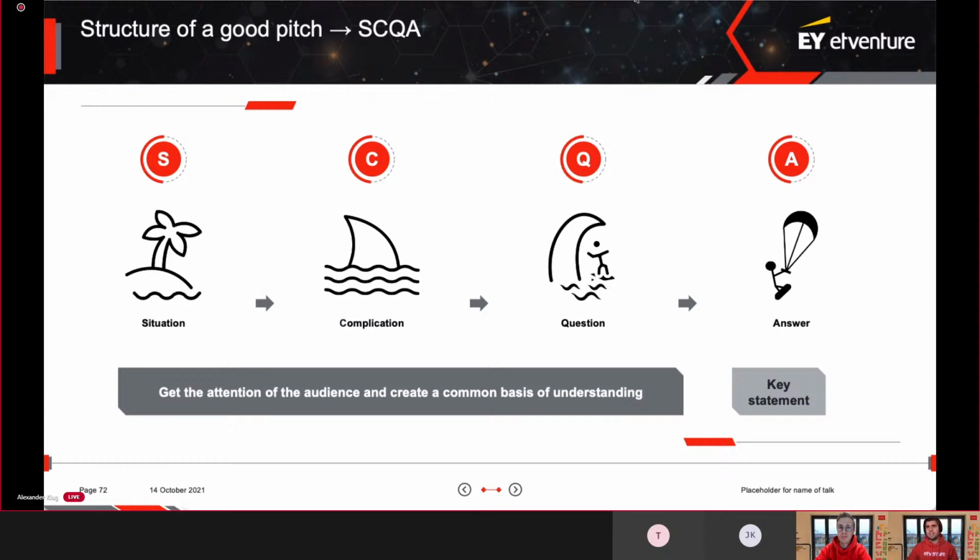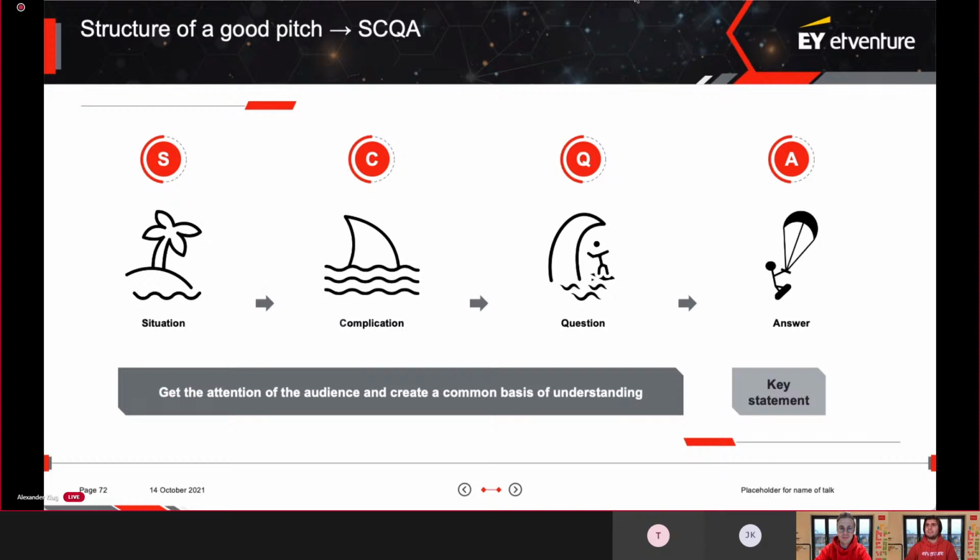The complication: okay, why is this a problem? Maybe he doesn't have the right technology, or he doesn't have the right service. So what exactly is the complication about? What have you understood of that? Then the question pops up for the users and even for the investors. So, okay, we have all these problems. So why is there this complication?